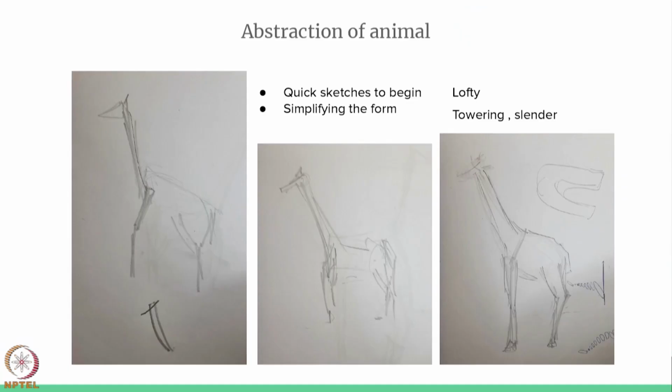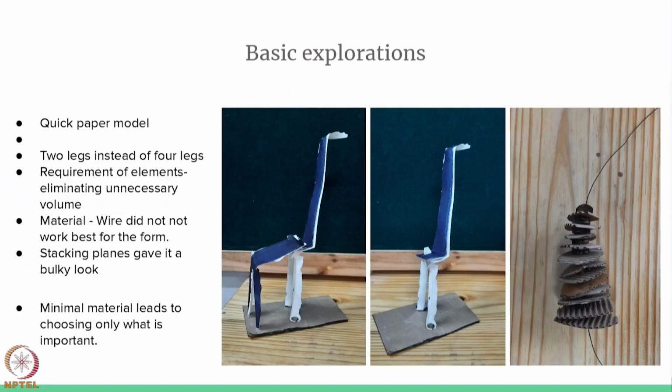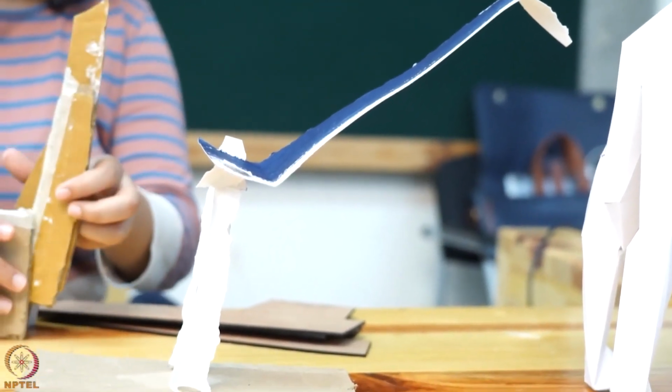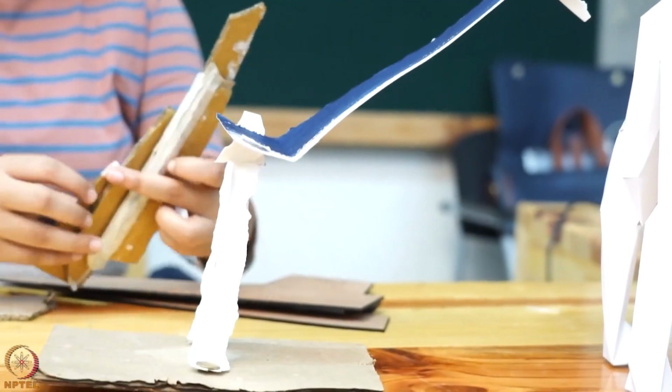I started by making some rough sketches to understand the important lines, the important forms and shapes that the giraffe should capture. So the main thing was it should be towering, slender, and lofty. We started by making quick paper models. This was the most fun part because we didn't have to waste time thinking, but we had to actually start implementing what we were doing.